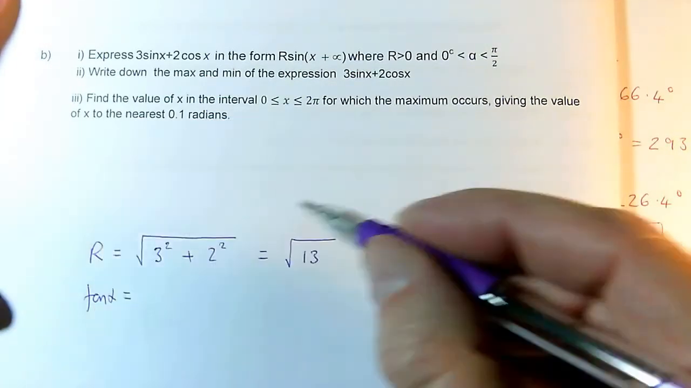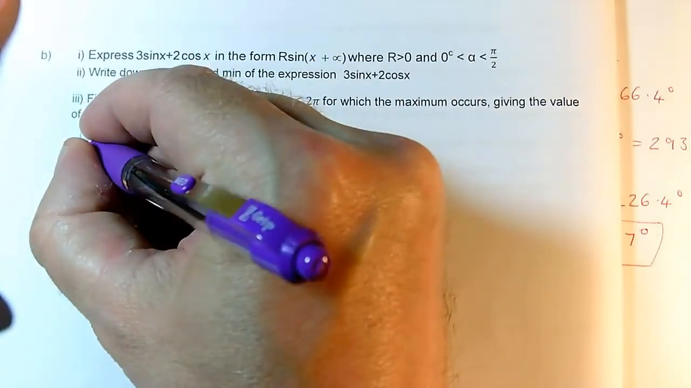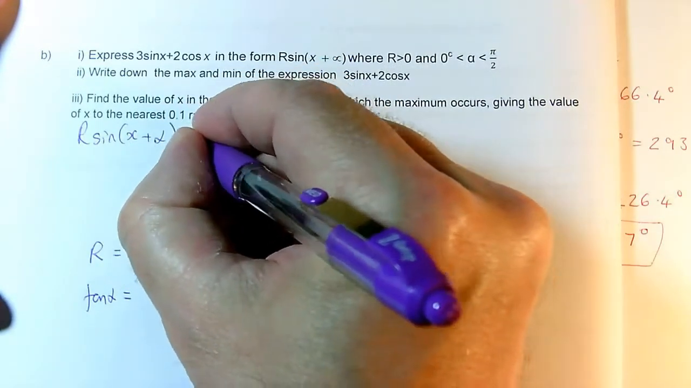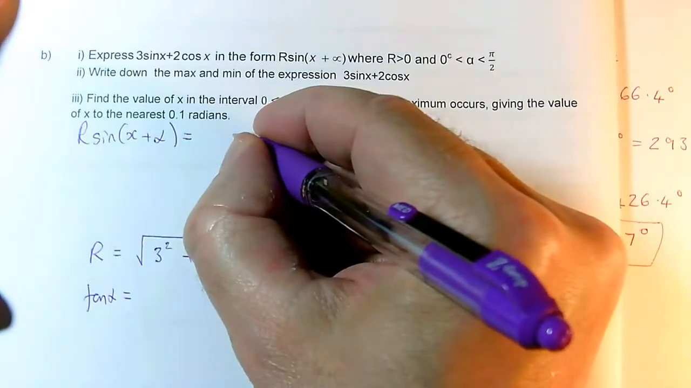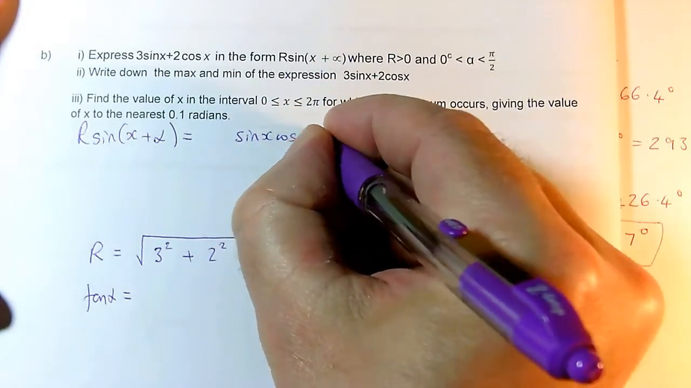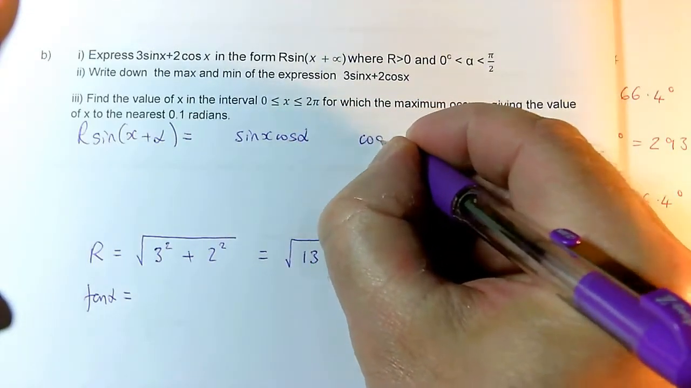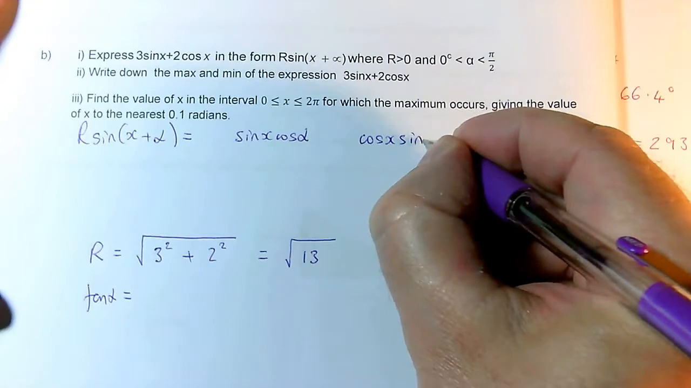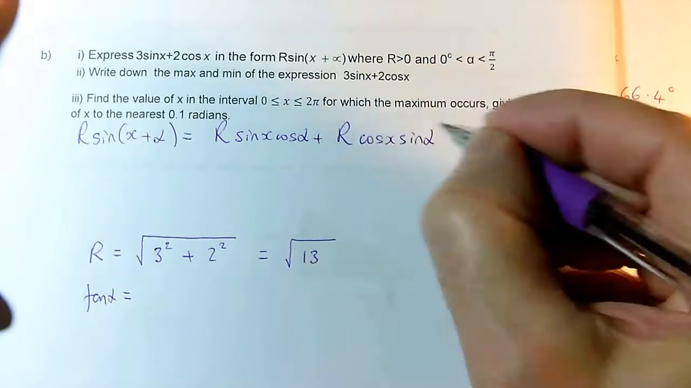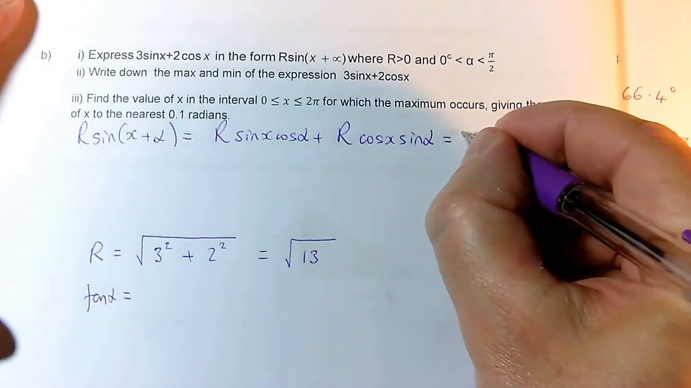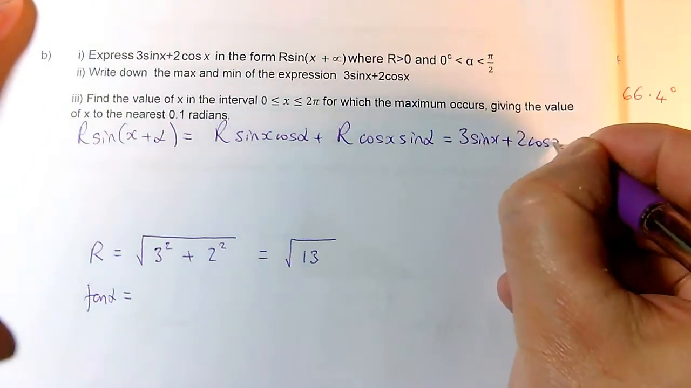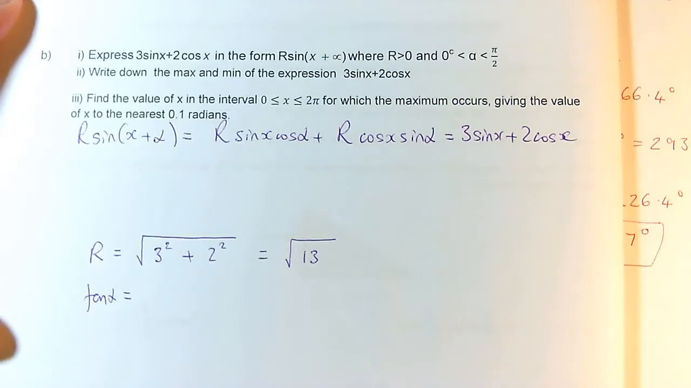However, doing it properly, we start with the target expression, R sine of x plus alpha, which we expand out. So sine of a plus b is sine a cos b plus cos a sine b. So it's sine x cos alpha plus cos x sine alpha, but they're both being multiplied by R. That's got to equal the 3 sine x plus 2 cos x. Now I'm going to do a little bit of colouring.